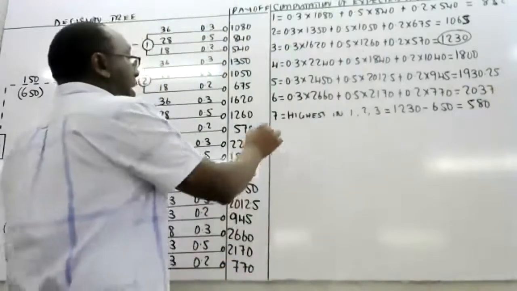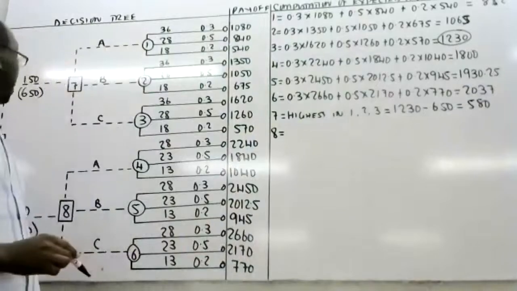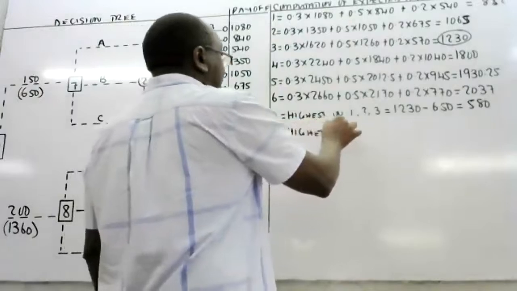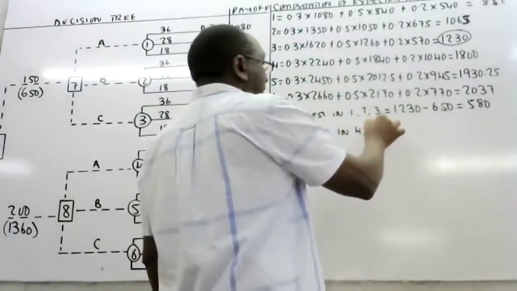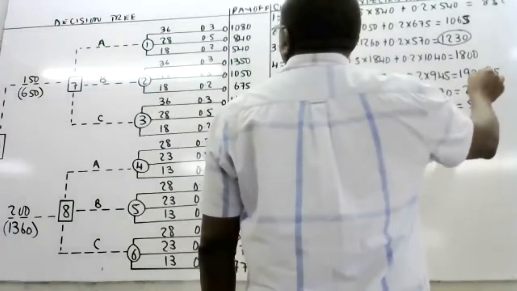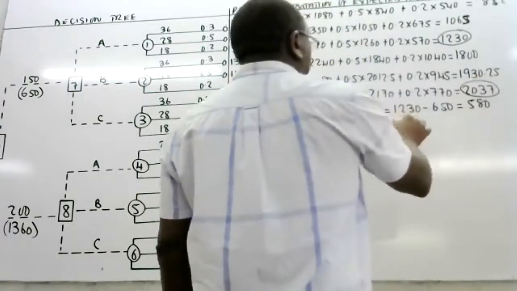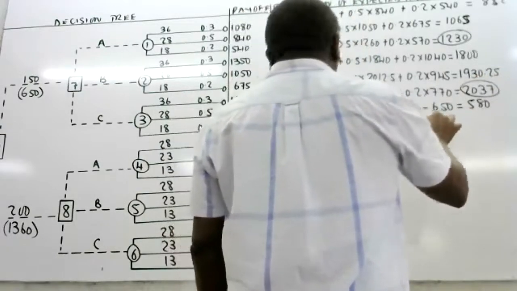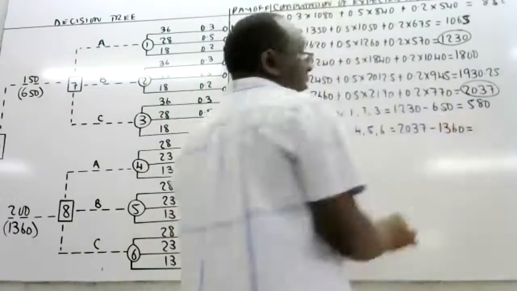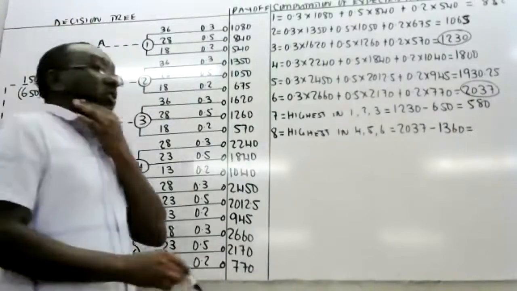Then we go to number 8. We go to number 8, and the treatment is the same. It is the highest in 4, 5, and 6. So 4, 5, and 6, the highest is what? 2037. And it has a cost of what? 1360. So 677.